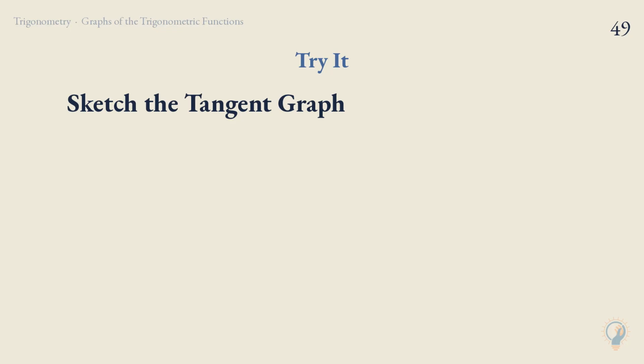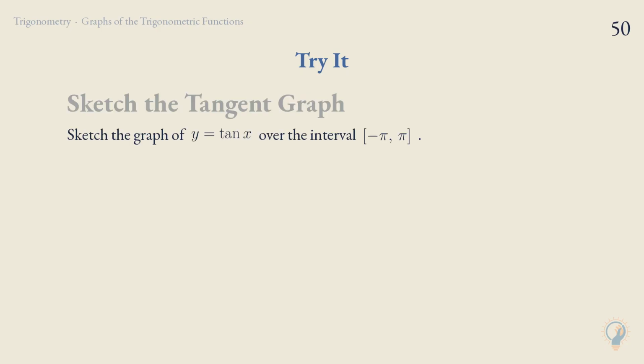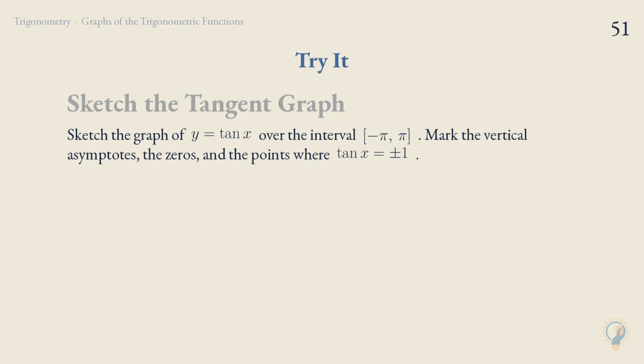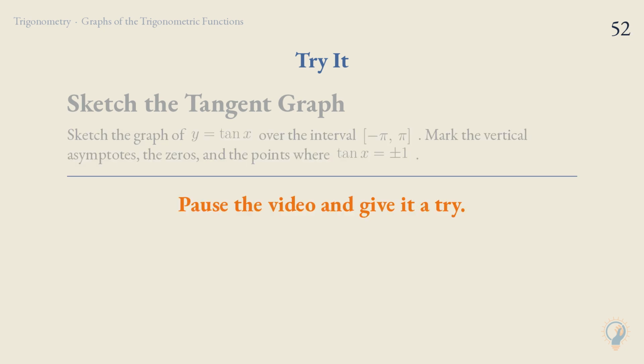Sketch the tangent graph. Sketch the graph of y equals tangent x over the interval from negative pi to pi. Mark the vertical asymptotes, the zeros, and the points where tangent x equals positive 1 and negative 1. Pause the video now and give it a try.